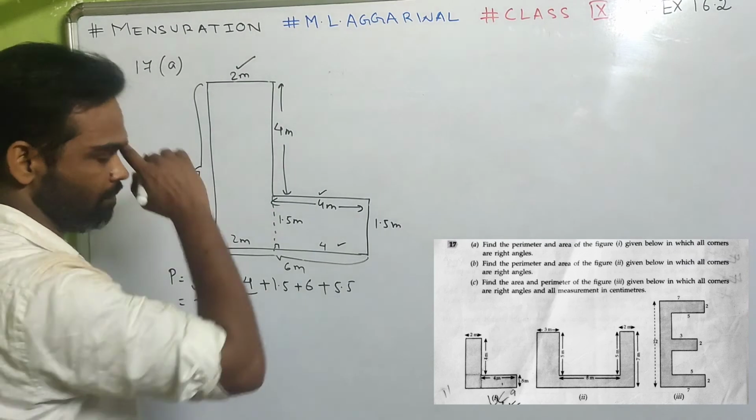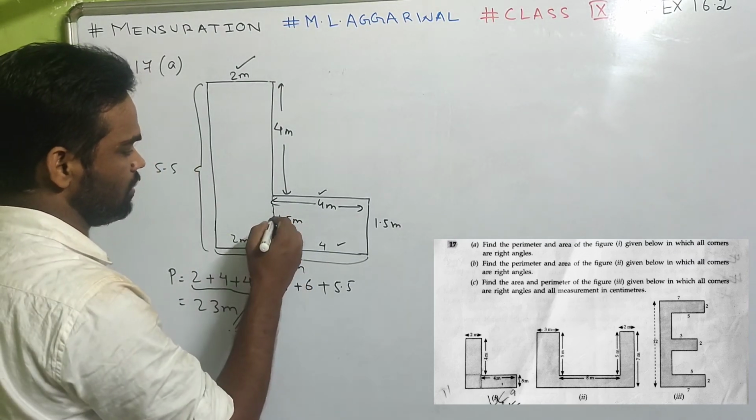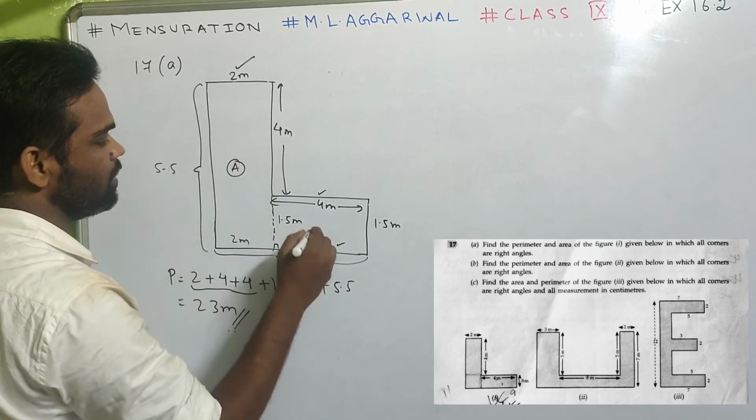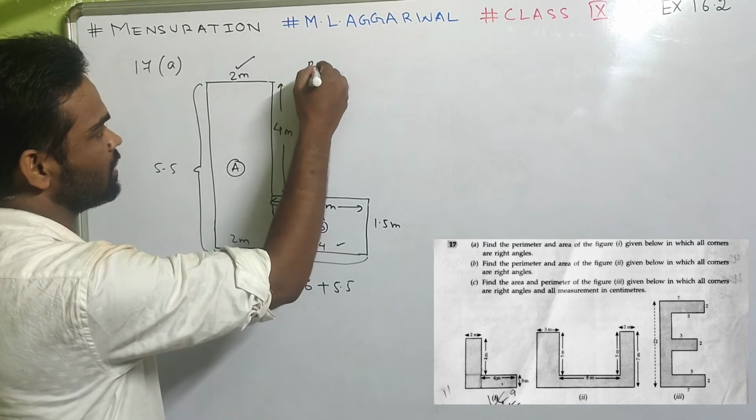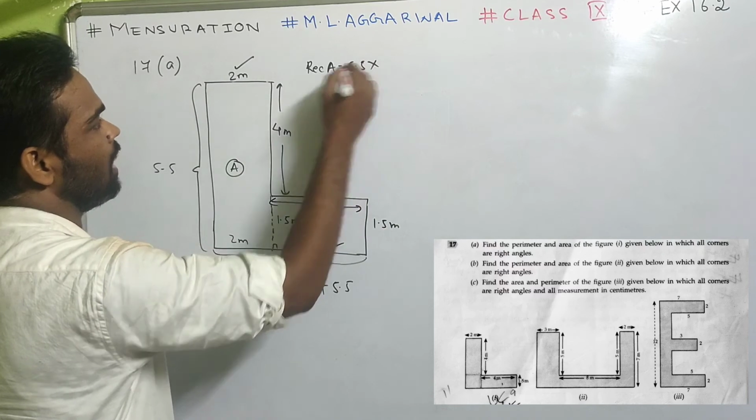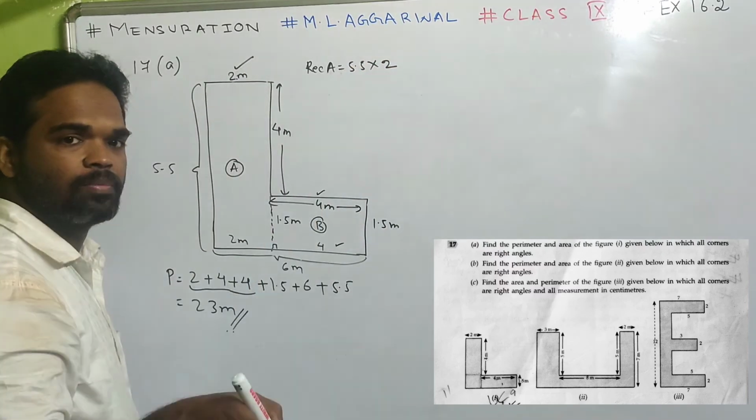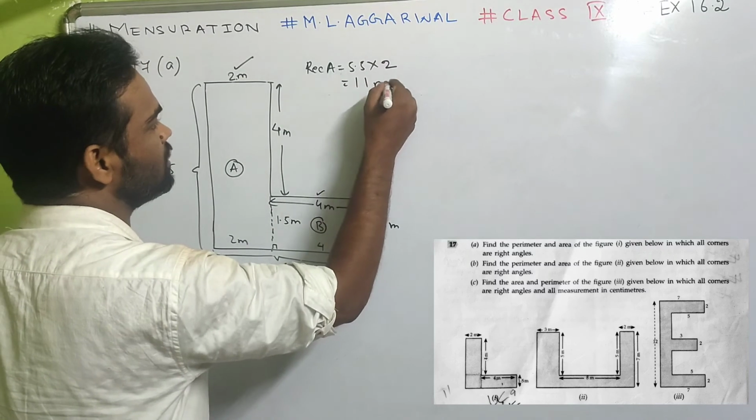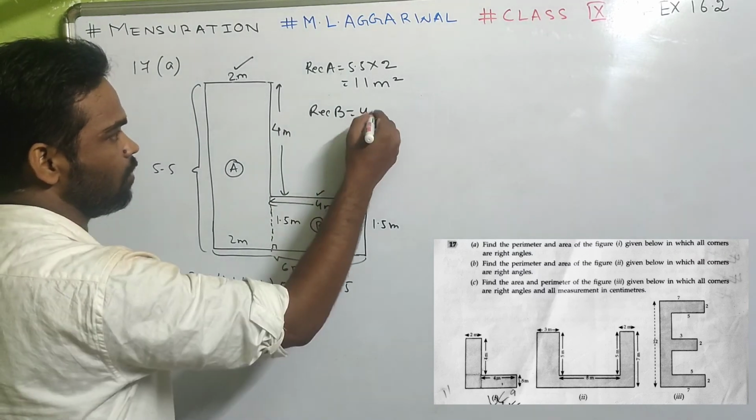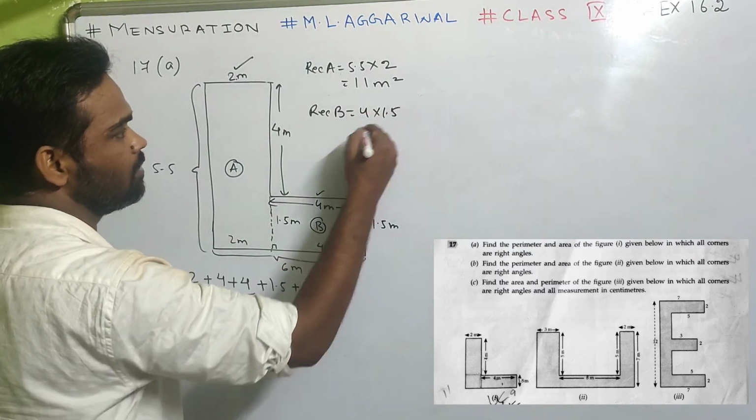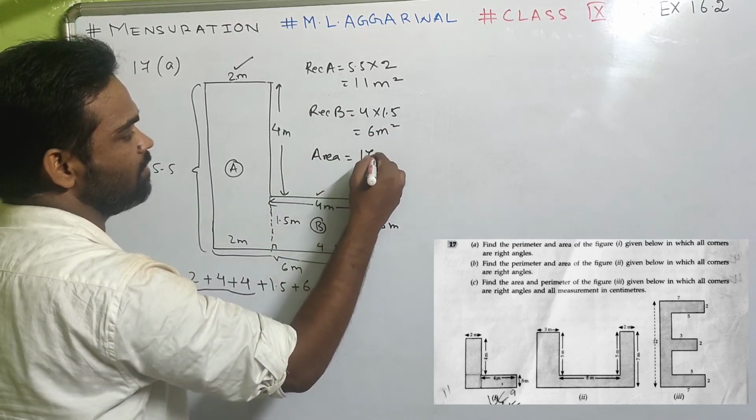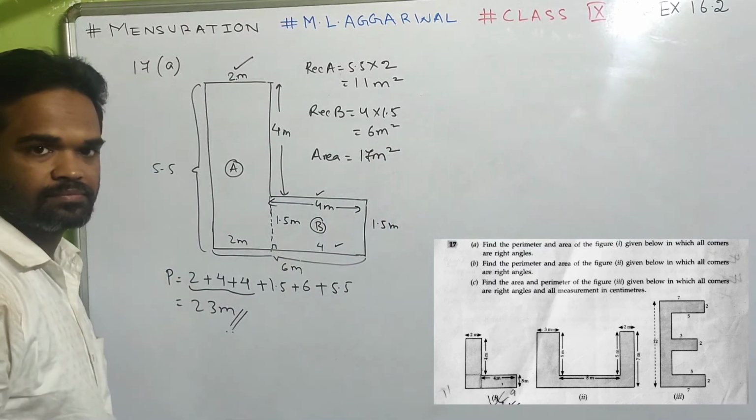Done. Now area. Look over here. I divided this figure into 2 rectangles, rectangle A and rectangle B. For rectangle A, if you look carefully, the length is 5.5 and the breadth is 2. So area is length into breadth. That's 11 meters square. And for rectangle B, the length is 4 and the breadth is 1.5. That's 6 meters square, which means the total area will be 11 plus 6, 17 meters square. Done?